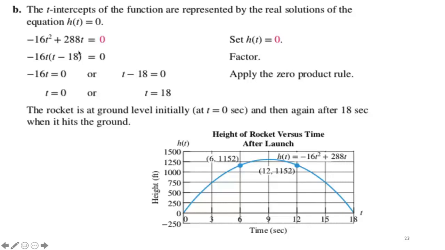Well, so again, here's the factor. I just factor out the GCF, which is negative 16t, and so you get that either t is 0 or t is 18. When t is 0, that's where the rocket is initially, which is at the ground level. When t is 18, that means the rocket has gone up, stopped, and then comes back down because of gravity. So that means 18 seconds pass before the rocket comes back down to the ground.